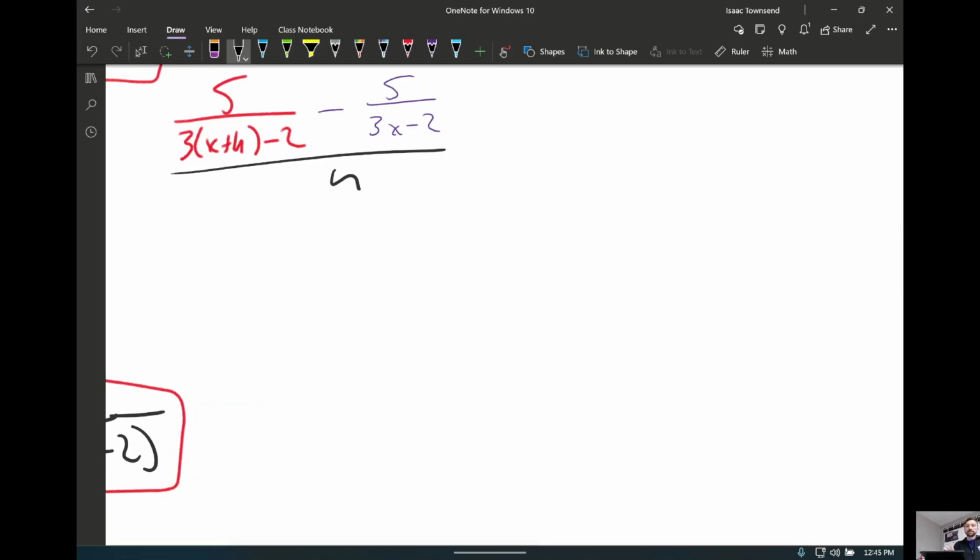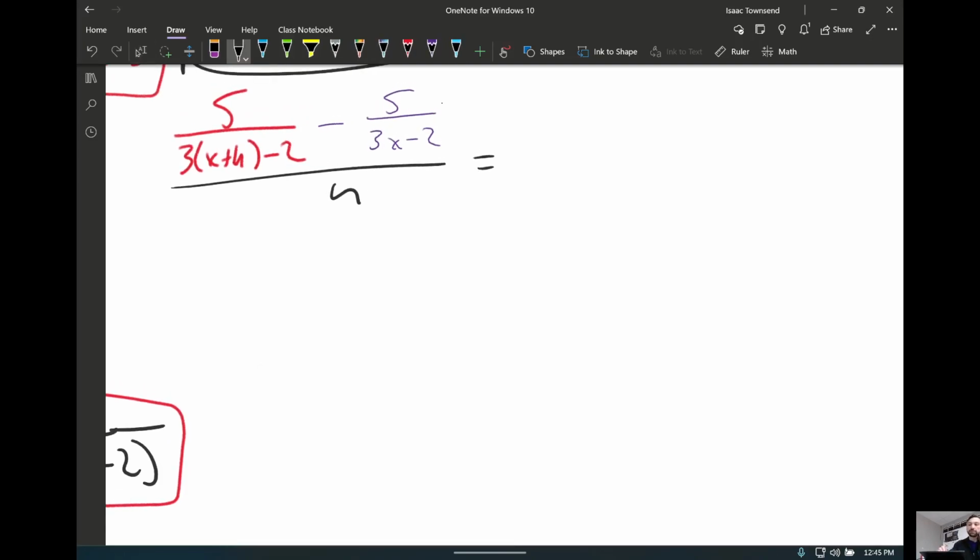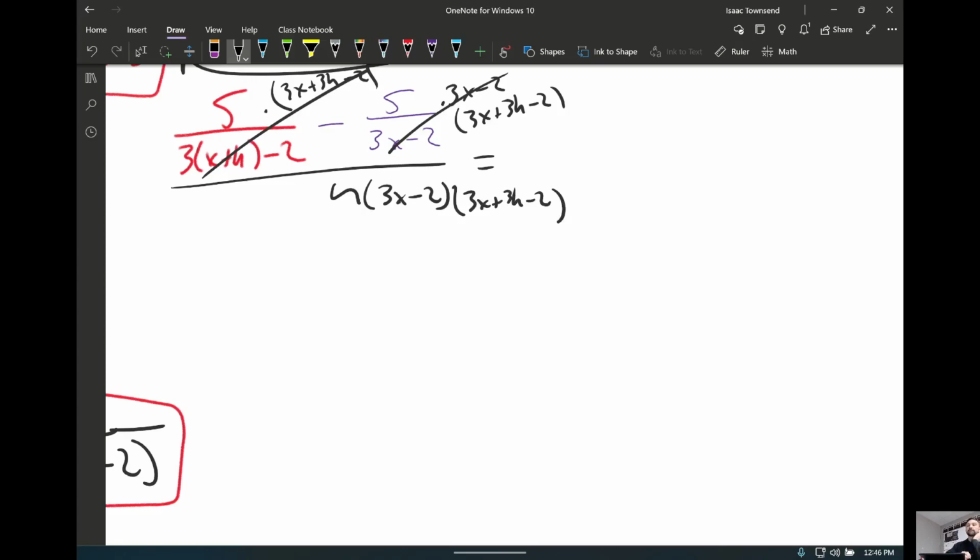Then to make this look nicer with algebra, this is a complex fraction, so that's our first problem, is getting it out of complex fraction. So multiply everything by 3x minus 2 to make those go away, and multiply everything by 3x plus 3h minus 2 to make those go away. And I did multiply this one by 3x minus 2. Make sure you multiply everything by whatever you multiply one of them by. So after that, you should be left with 5 times this, or 15x minus 10.